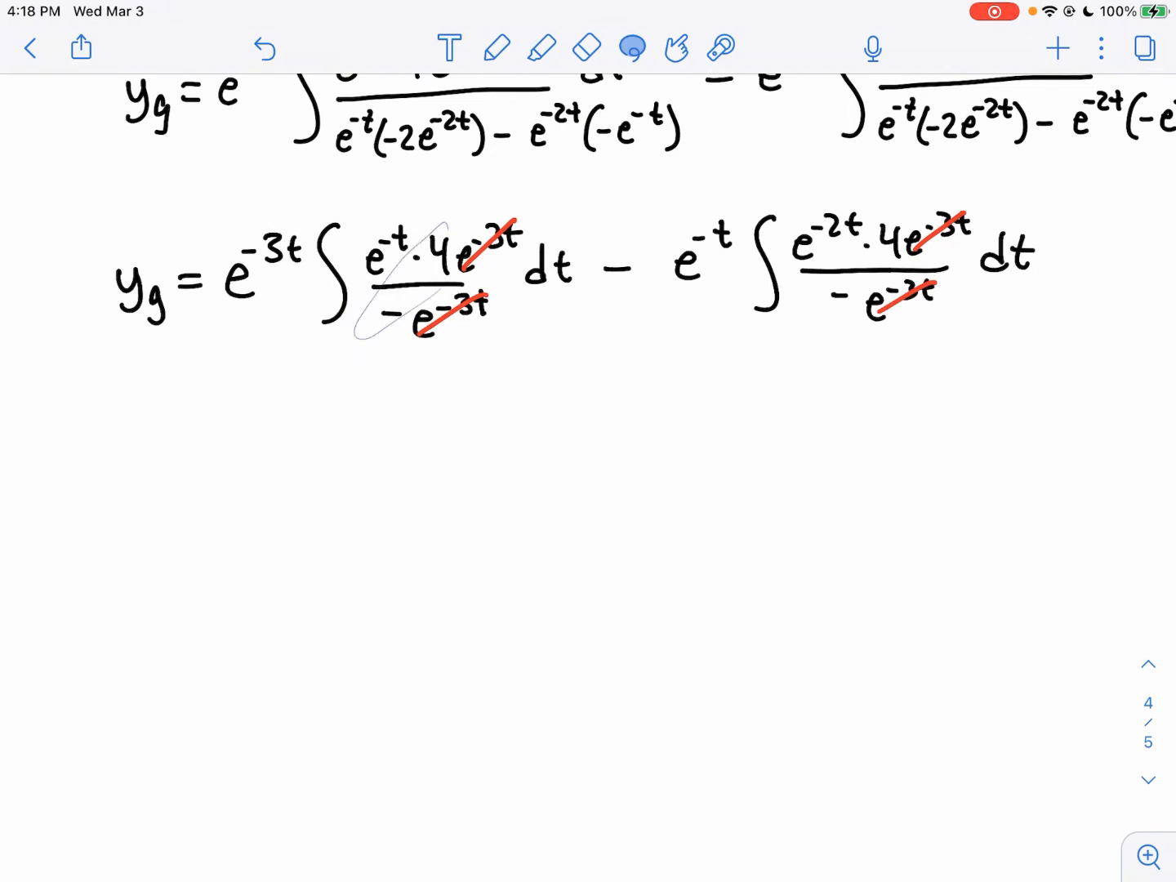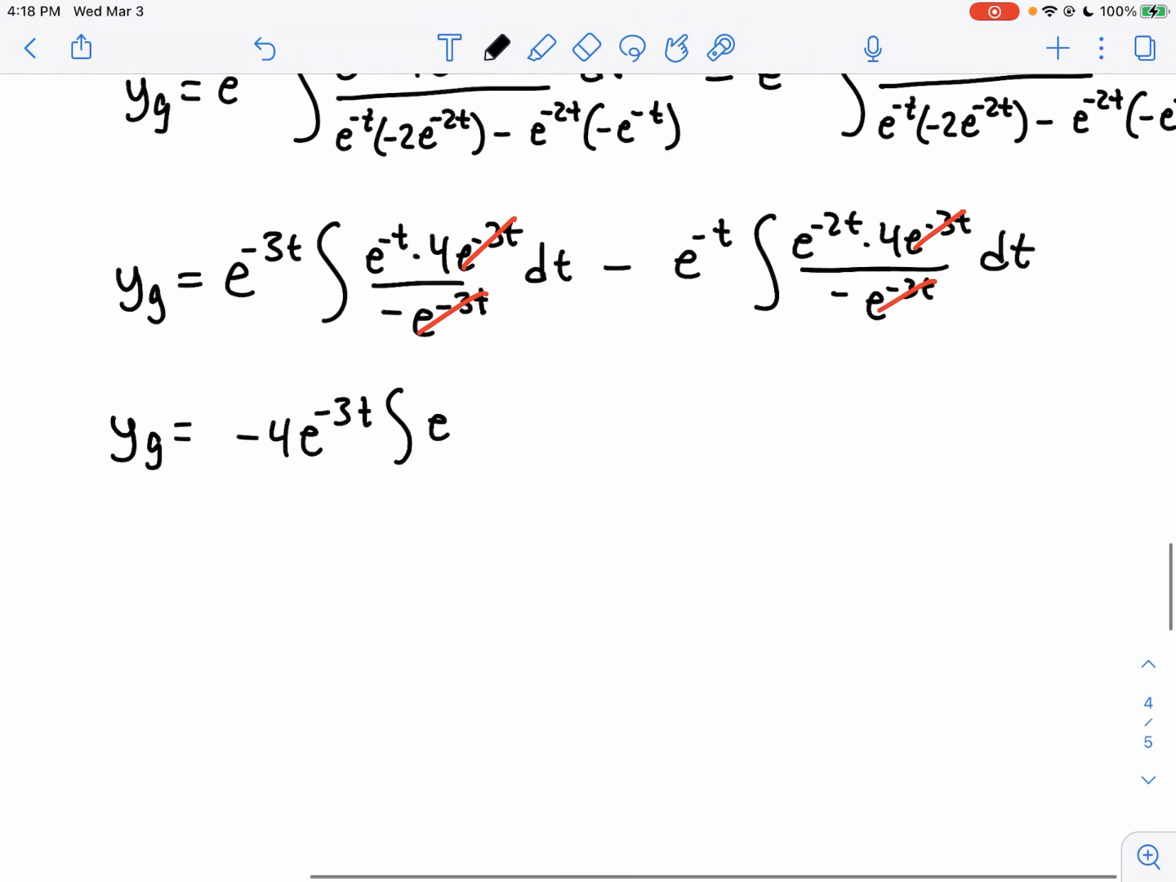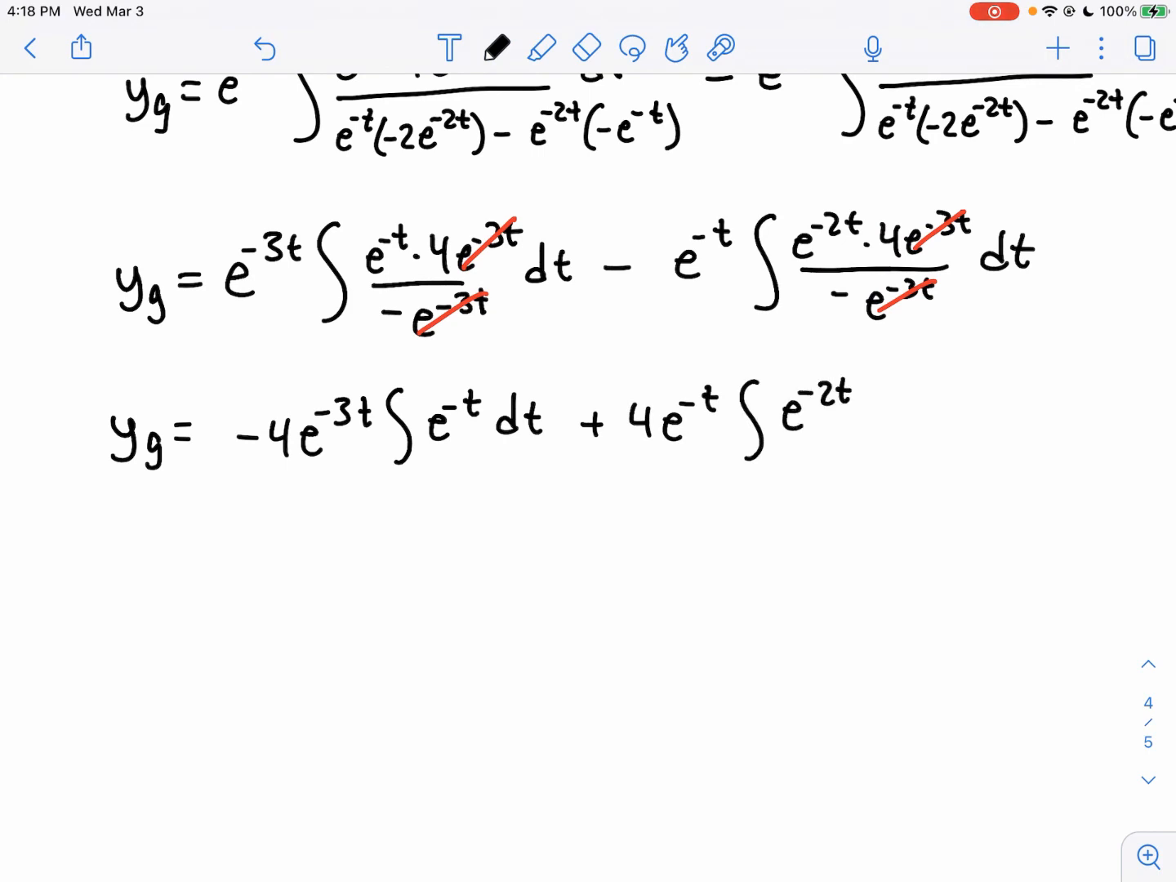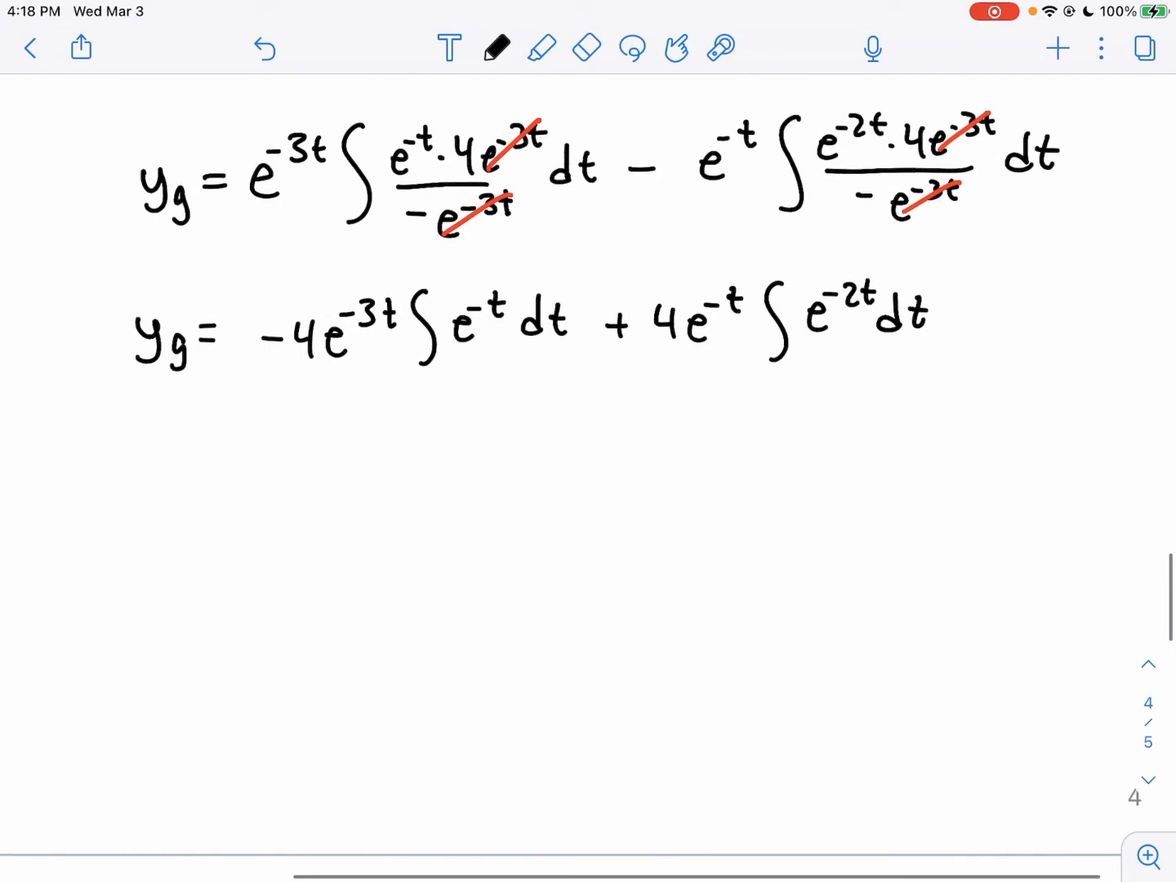This negative here and that 4, I'll factor them out. So we have y sub g is equal to negative 4. The coefficient is e to the negative 3t. And then we're doing simply an integral of just e to the negative t dt. Minus. Now over here I'm going to do the same thing. I'm going to take the negative and the 4 out. So this will actually become plus 4 e to the negative t times the integral of e to the negative 2t dt. Okay, so we've got to do both those integrals.